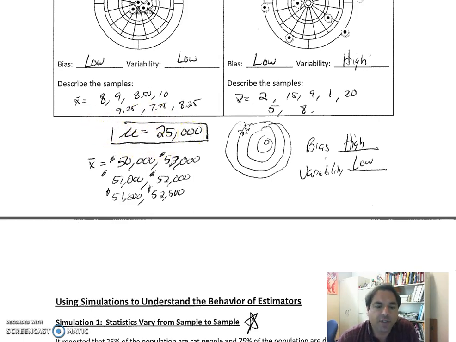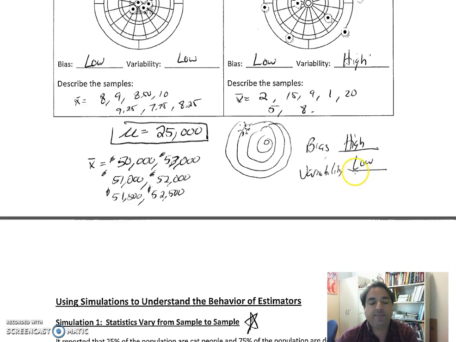And if I go out looking for a car and the cars I like are $50,000, $53,000, $51,000, $52,000, $51,500, $52,500, they're far away from the true population mean, high bias, but they're close to each other, low variability. Okay? Now for the next part, there are three big ideas that I need you to understand.